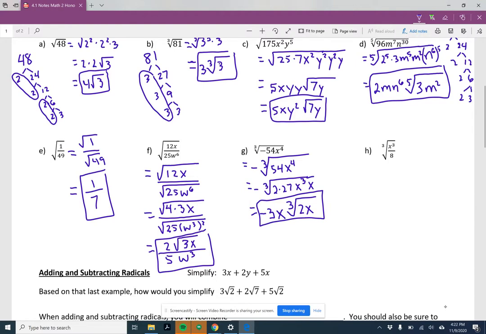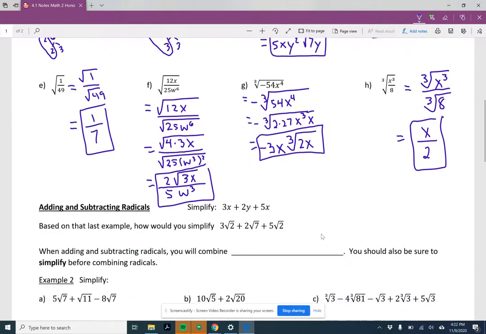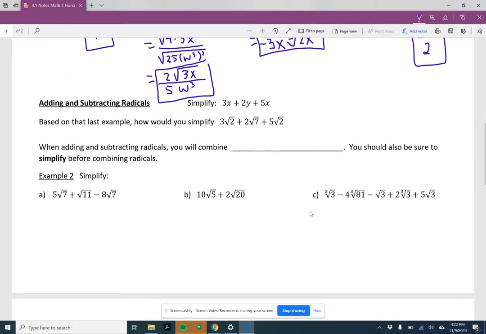Okay, part H. Cube root of the numerator divided by the cube root of the denominator. Cube root undoes the cube, so we have x, and the cube root of 8 is 2, because 2 times 2 times 2 is 8. And we're done. All right, adding and subtracting radicals.